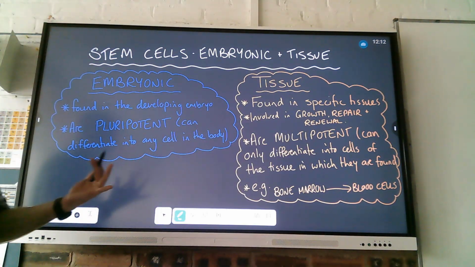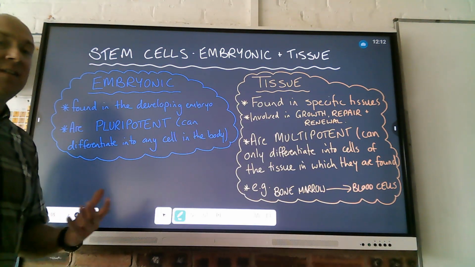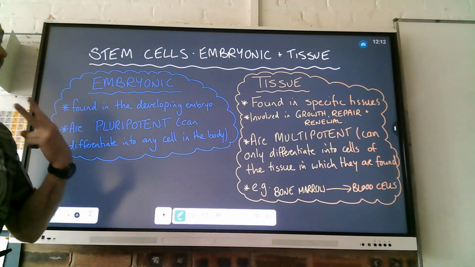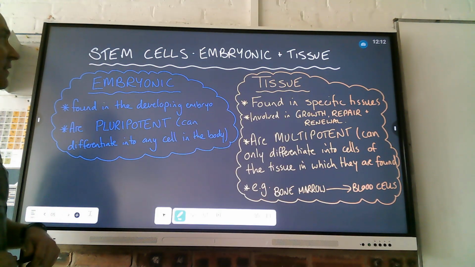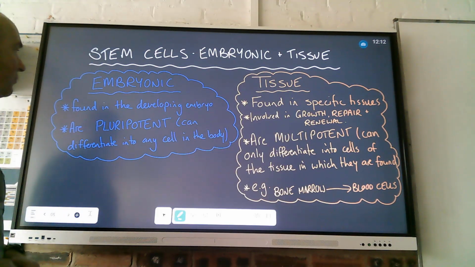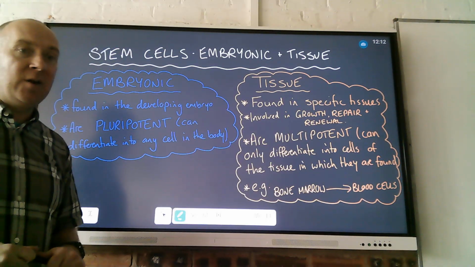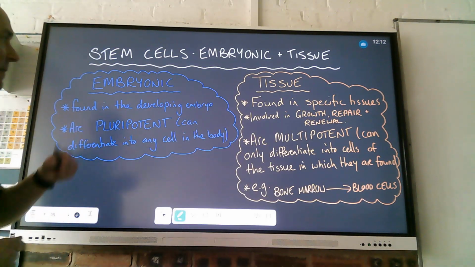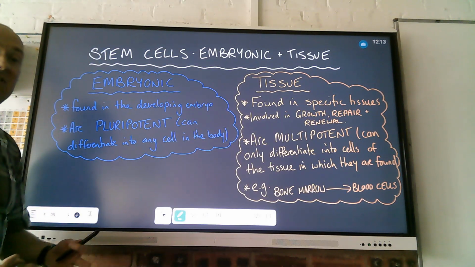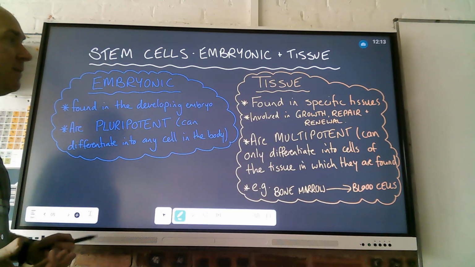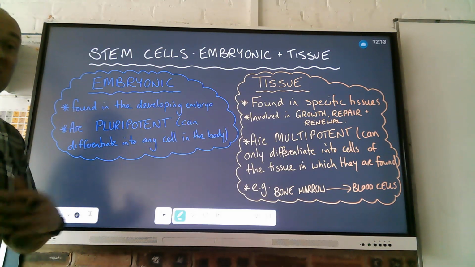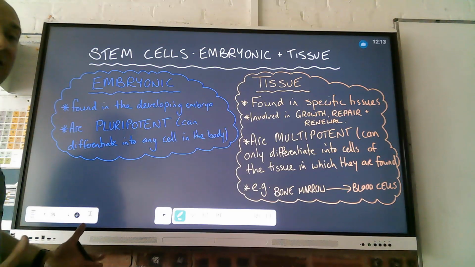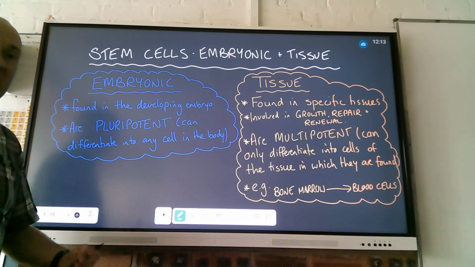Stem cells, as we've just talked about, are undifferentiated, they are unspecialised. There are two different kinds of stem cell you need to talk about. We have embryonic stem cells, which are found in a developing embryo. It makes sense that the cells in the embryo have to be able to differentiate into any cell type, because that's what we start off as. We all start off as a zygote which develops into an embryo.